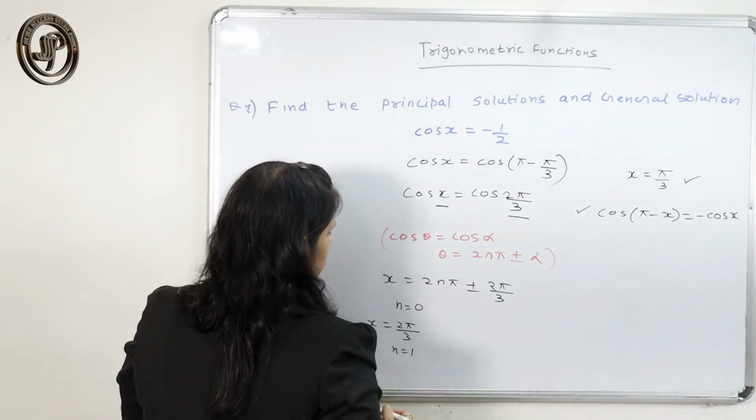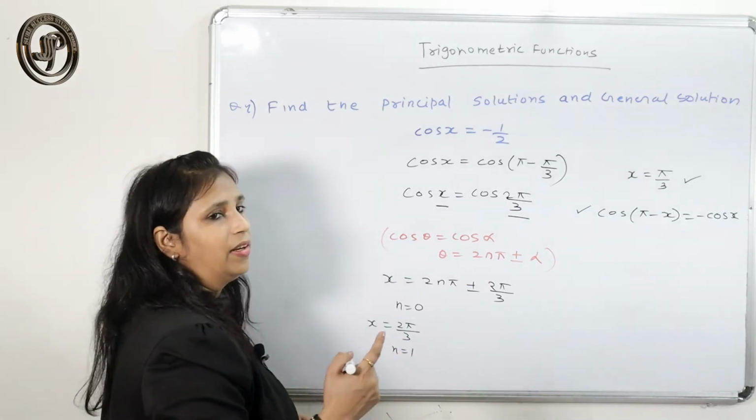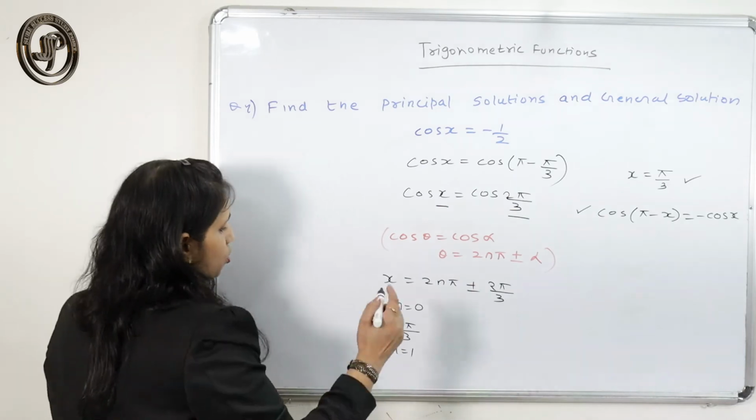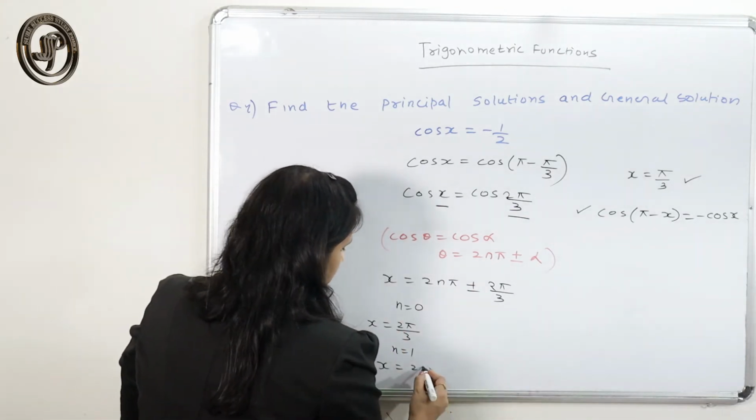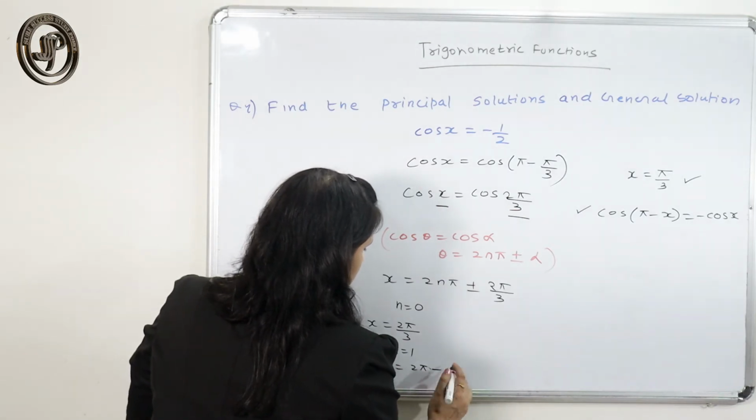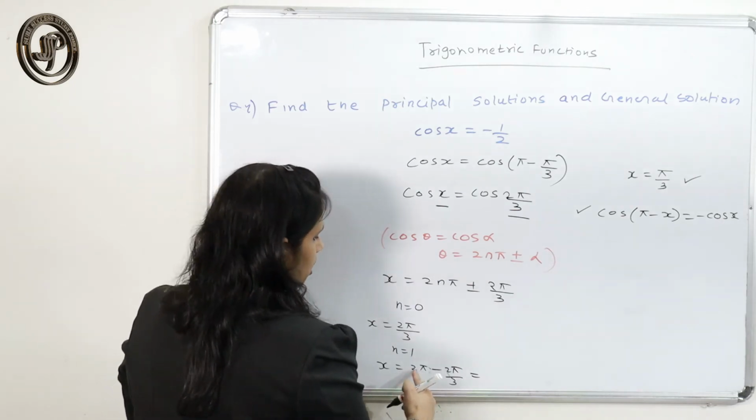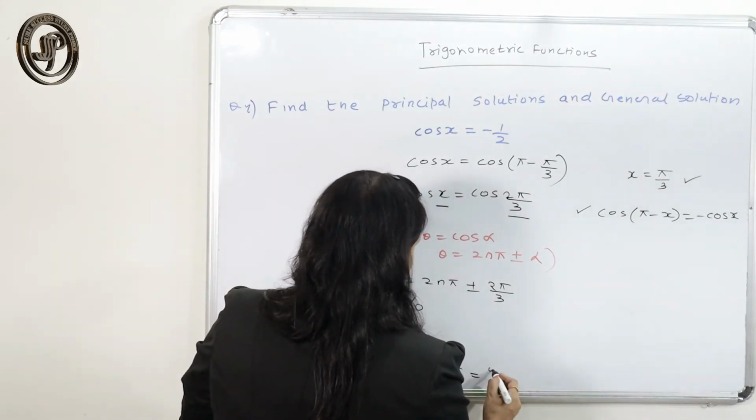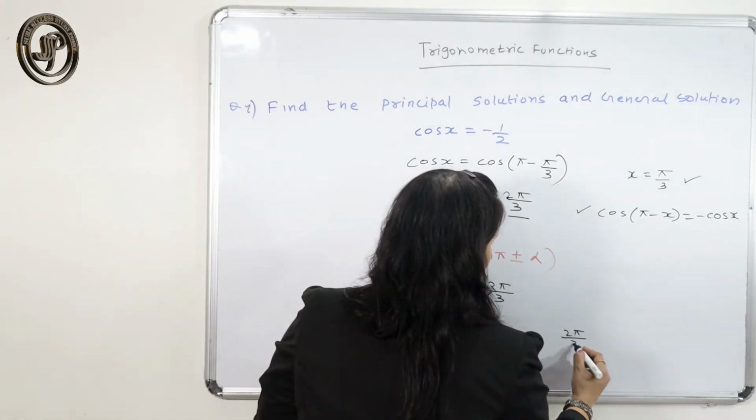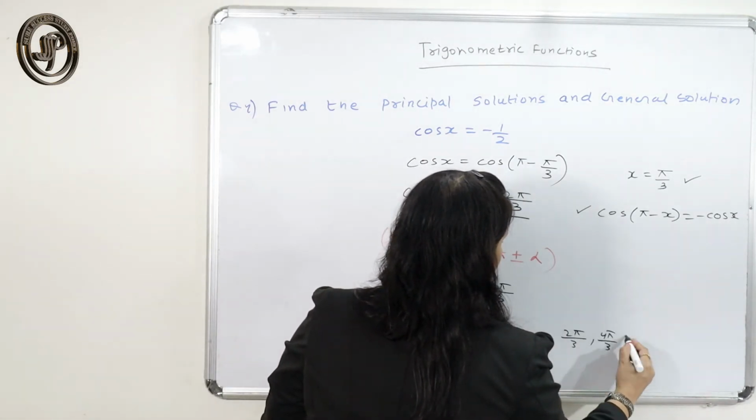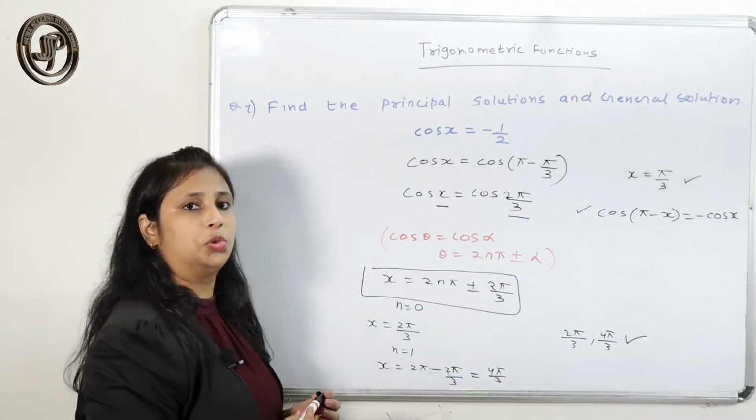If I put n is equal to 1, I have two options, to take positive or negative. If I take positive, then the value becomes more than 2 pi. So I will take the negative sign only: 2 pi minus 2 pi by 3. So 3 into 2 is 6, 6 minus 2, so it is 4 pi by 3. So 2 pi by 3 and 4 pi by 3 are the principal solutions, and this is your general solution.